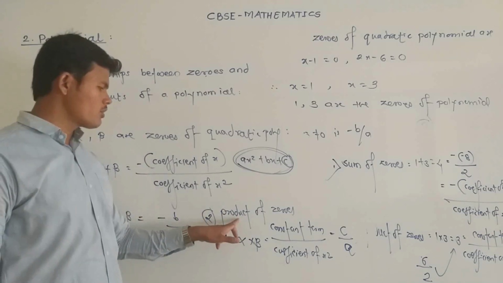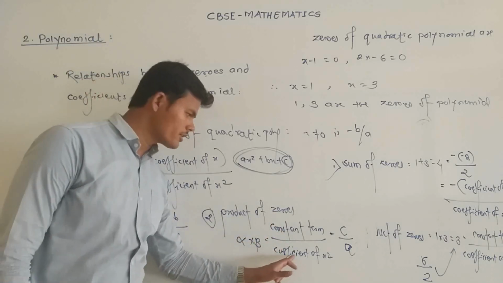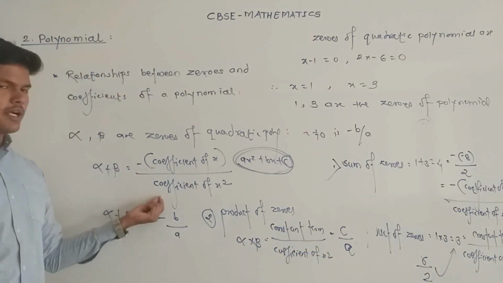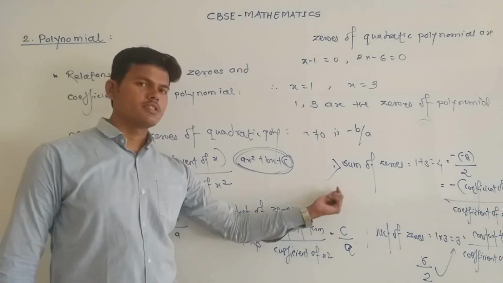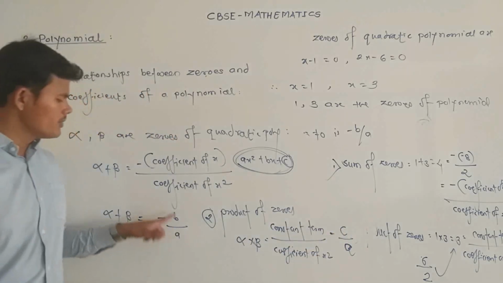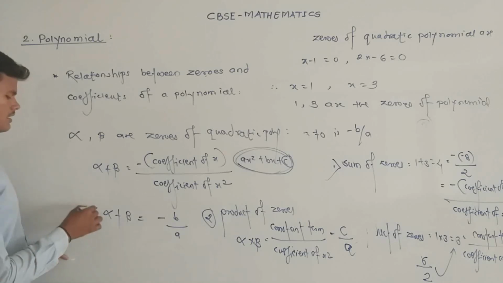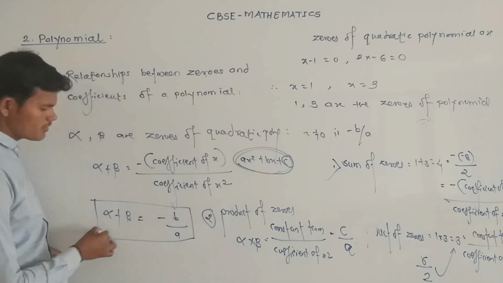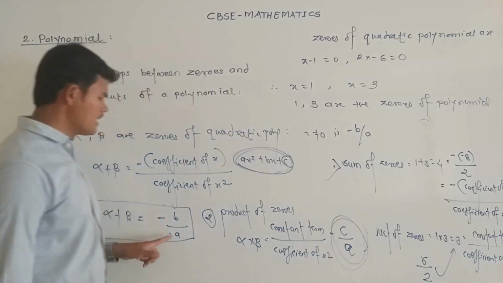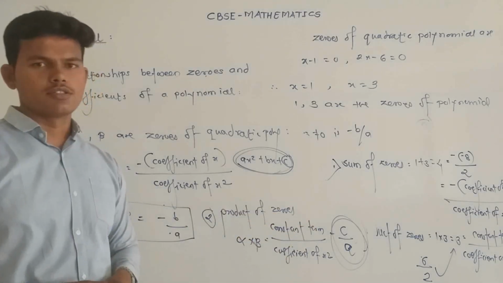And the second relation is the product of zeros. The product of zeros is the constant term divided by the coefficient of x square, simply stated as c by a. So the sum of zeros is minus b by a and the product of zeros is c by a, where c is the constant term, b is the coefficient of x, and a is the coefficient of x square.